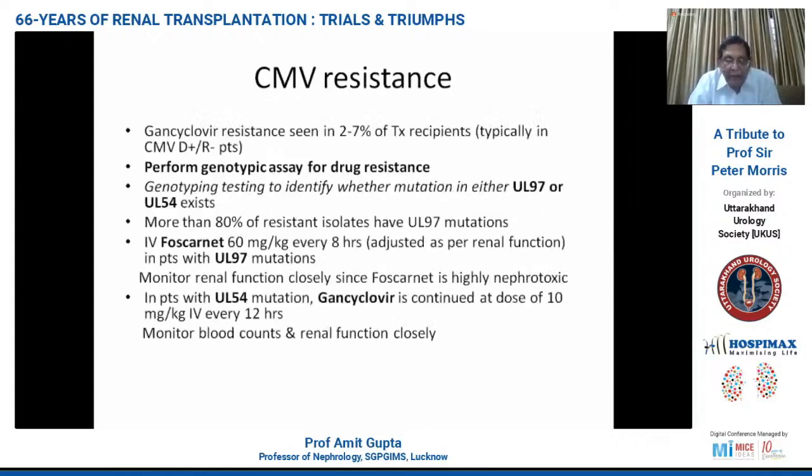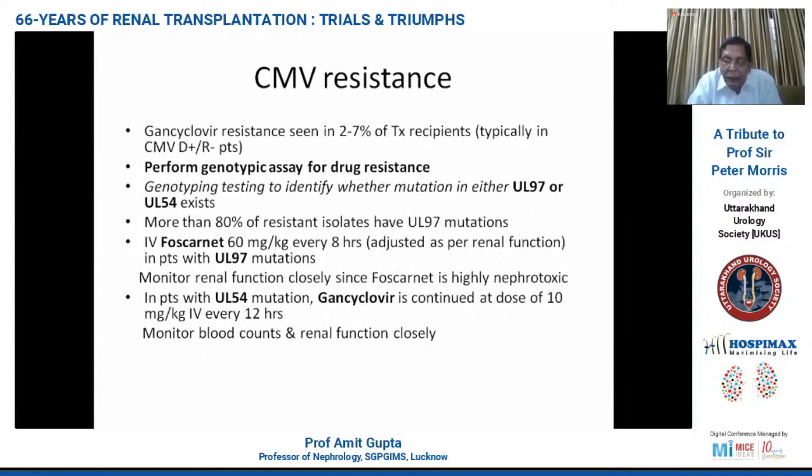We have now started seeing the problem of CMV resistance, and this is seen in almost 10% of transplant recipients who are receiving treatment for CMV. In such situations, you need to perform a genotypic assay to identify whether the mutation is in UL97 or UL54. More than 80% of the resistant isolates are due to UL97 mutations.